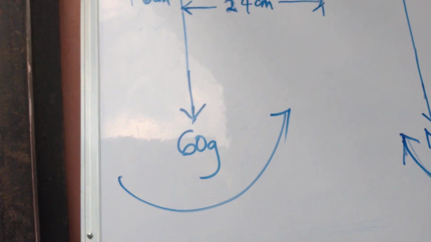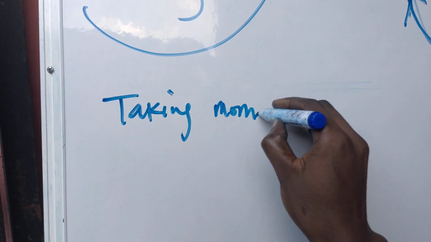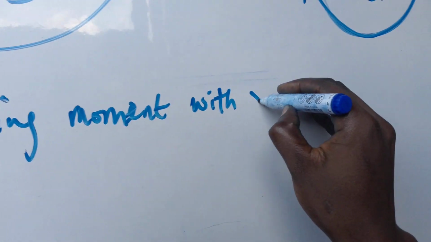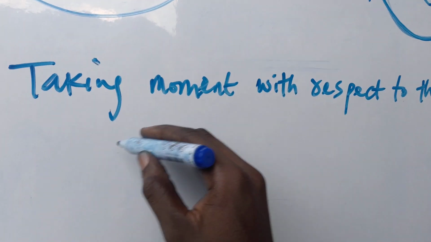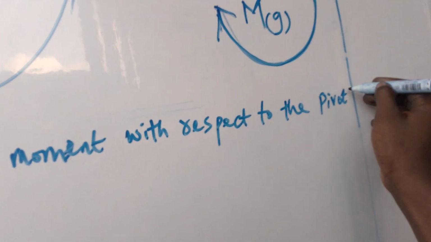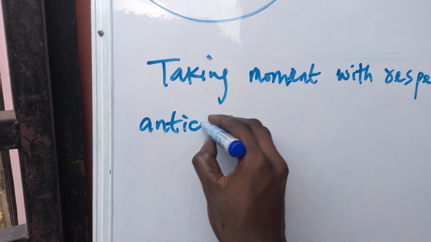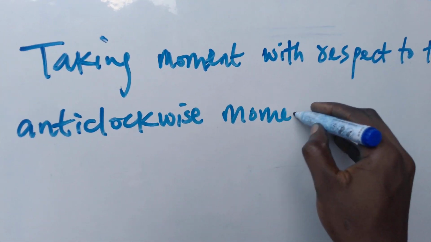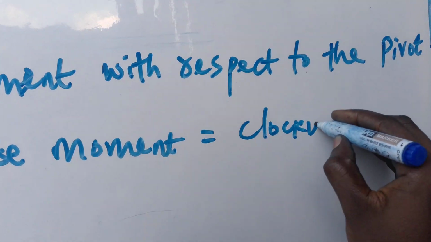So taking moment with respect to the pivots. The pivot is the balance point. Okay, that would be, say, anti-clockwise moment using the principle of moments. Anti-clockwise moment is equal to the clockwise moment.